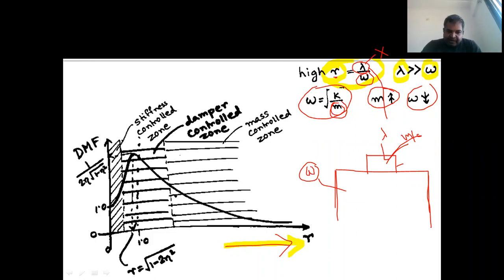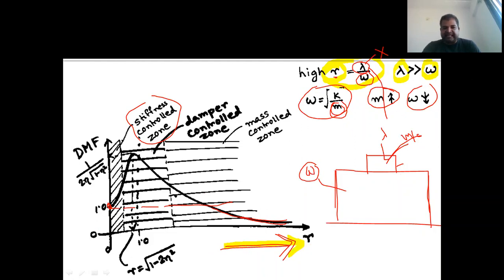So if you have put the big mass of the foundation here, then you can see the value of DMF is even less than the value which is plotted here. You can see this is the static displacement. Say this is 1, which we defined as the stiffness control zone just now, where the dynamic displacement is equal to the static displacement. But here the DMF is even less than 1, if you put the value of m more than this.